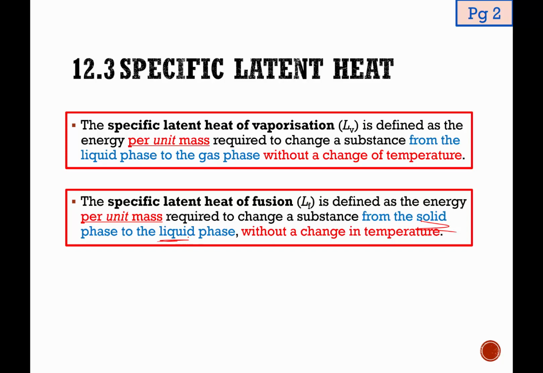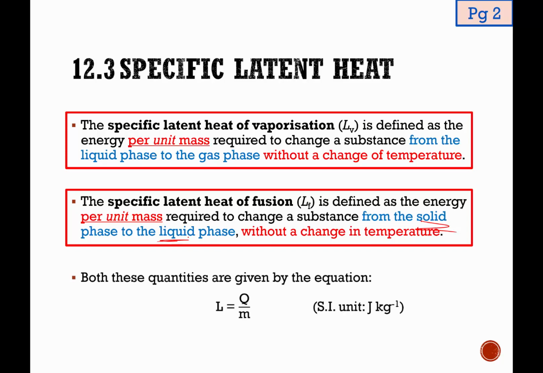Both of these quantities are given by the equation L equals Q over m, where L represents the specific latent heat, Q is the amount of heat energy, and m is the mass. So therefore, L, specific latent heat, equals the heat energy per unit mass that is required to help a substance change state without a change in temperature. In normal cases, when we write the equation, we will also subscript it with V to represent specific latent heat of vaporization, or F to represent specific latent heat of fusion.